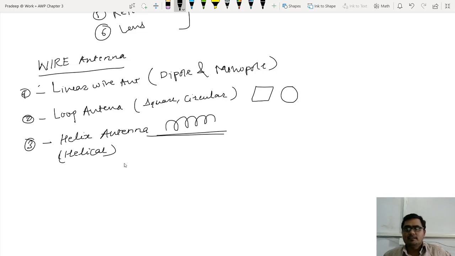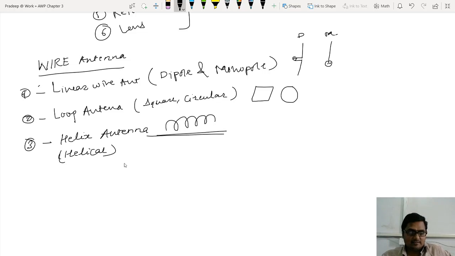And linear, it's general, see, a dipole. Two poles are there and you connect a feed, meaning you provide an input signal. Or there must be a feed like this. This is a simple dipole, this is a simple monopole. So those come under linear wire antennas.